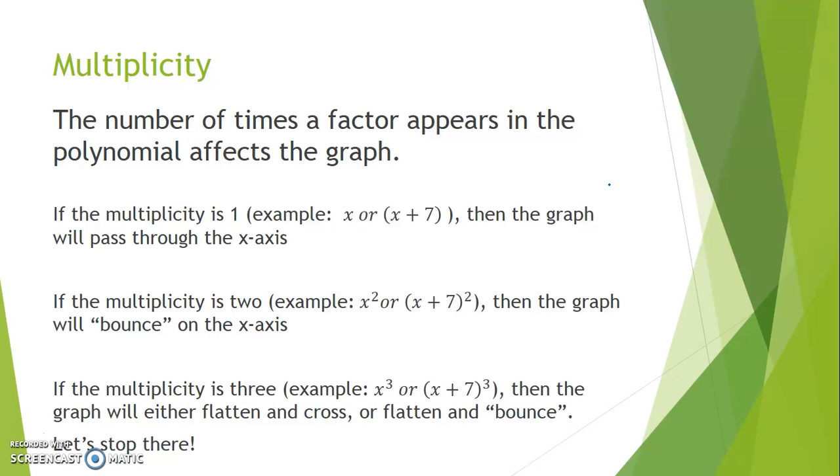So what that means is that if I had it twice, I have something that's called multiplicity. The number of times that factor appears in a polynomial affects the graph. If the multiplicity is 1, like x or x plus 7, then the graph will pass through the x-axis. If the multiplicity is 2, like x squared like we had before, then the graph will bounce. If the multiplicity is 3, like x to the third, then the graph will kind of flatten and cross, or it flattens and bounces. It kind of depends on the thing.